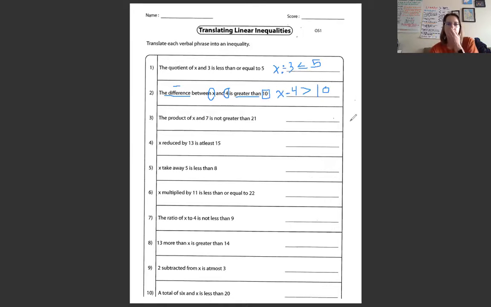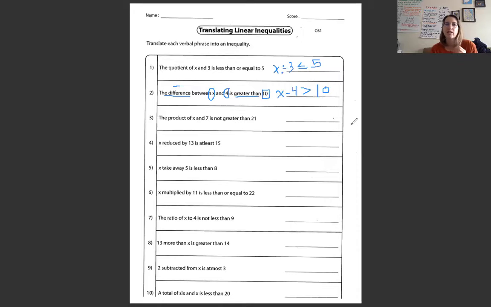All right, so again, the difference between x and 4 is greater than 10. You have x minus 4 is greater than 10. So what that means is, when we get into solving these, mostly in 7th grade, that's where you're going to see what you would plug in for x and stuff like that.